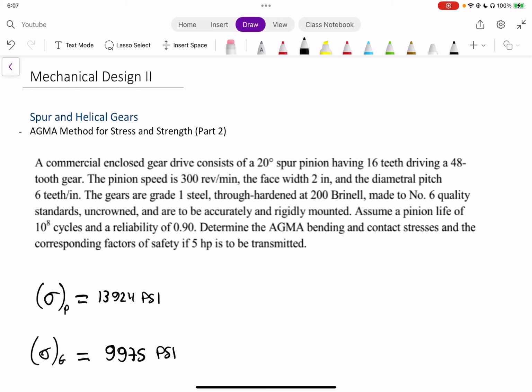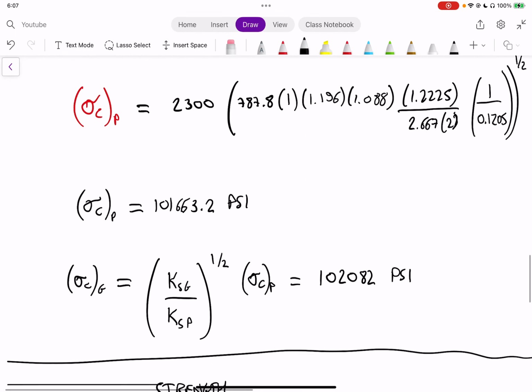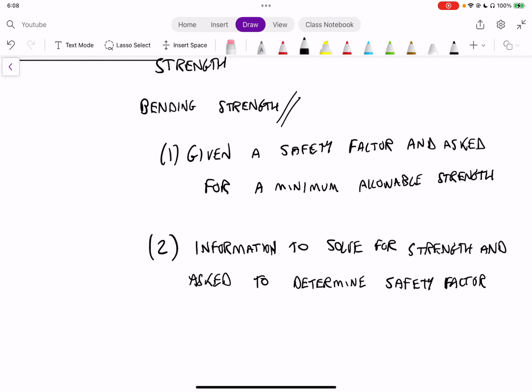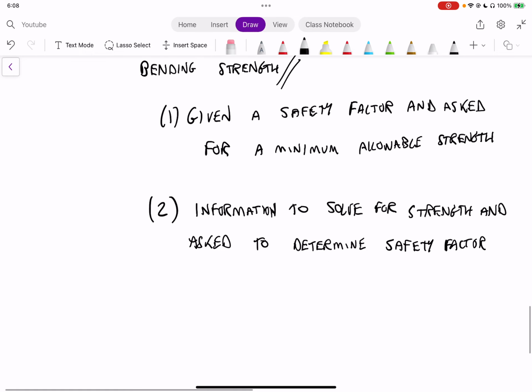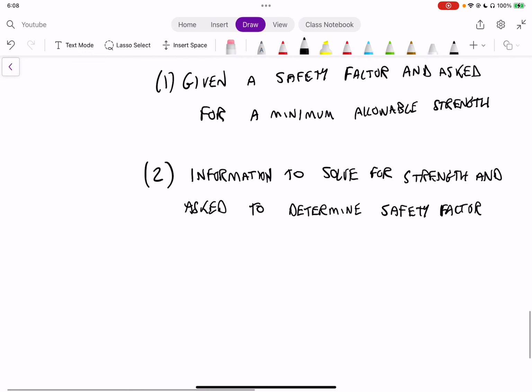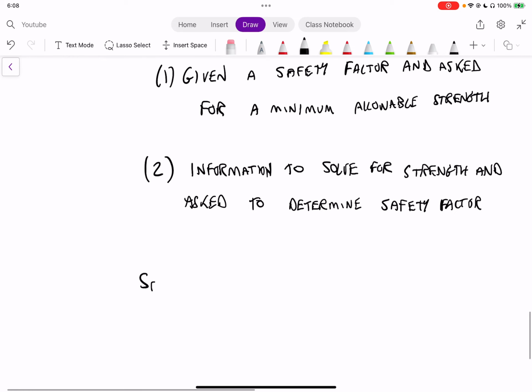Okay, so going back to our notes here, we have the strength information. Because we have two different types of failure modes, contact and bending, we're also going to have two different types of strengths that we're going to calculate. So one strength is going to be S sub F, which is a strength against bending fatigue failure.